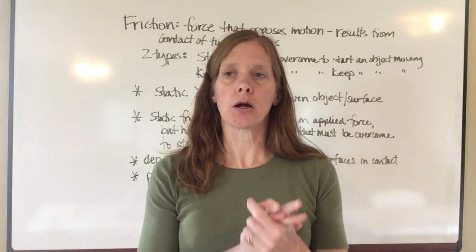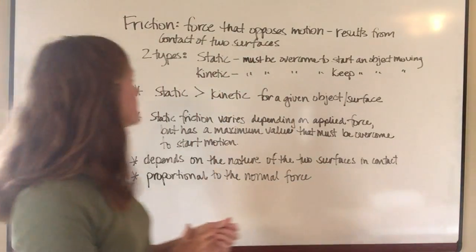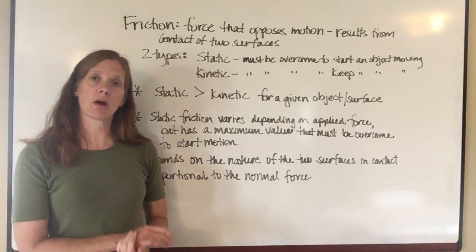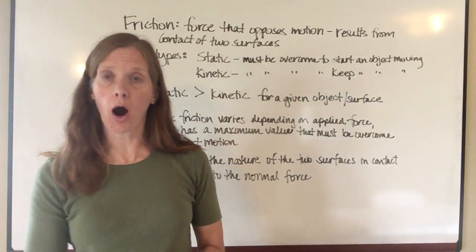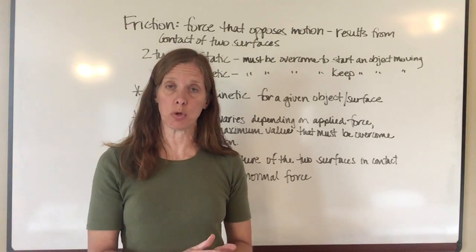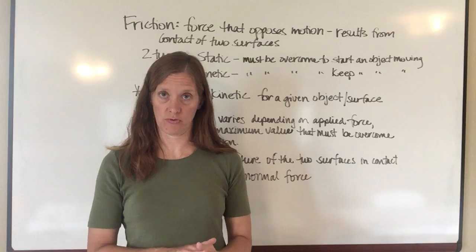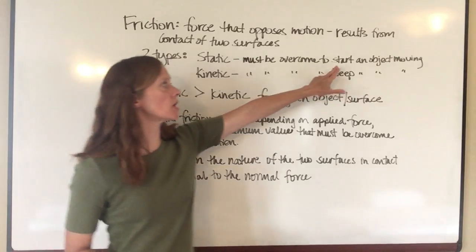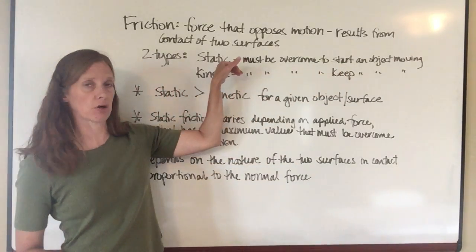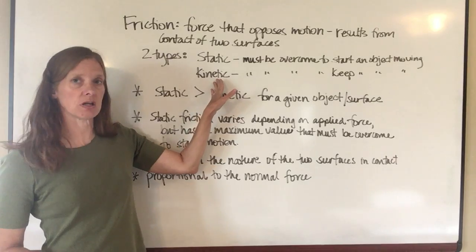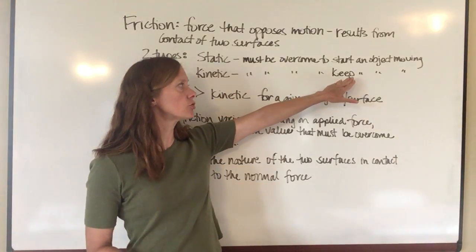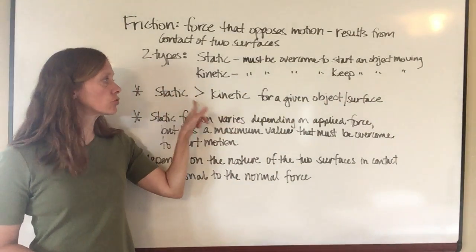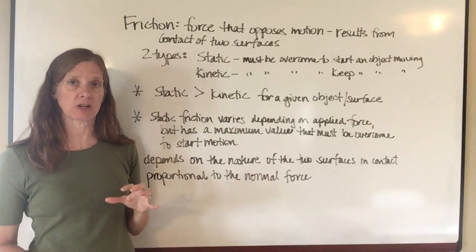Now, there are two types of friction. You've got static friction and you have kinetic friction. We know from experience that it is harder to get an object to start moving than it is to keep it moving. The type of friction that has to be overcome to start an object moving is called static friction. And kinetic friction is the friction that has to be overcome in order to keep an object moving. Now, static friction is always greater than kinetic friction for a given object and a given surface.